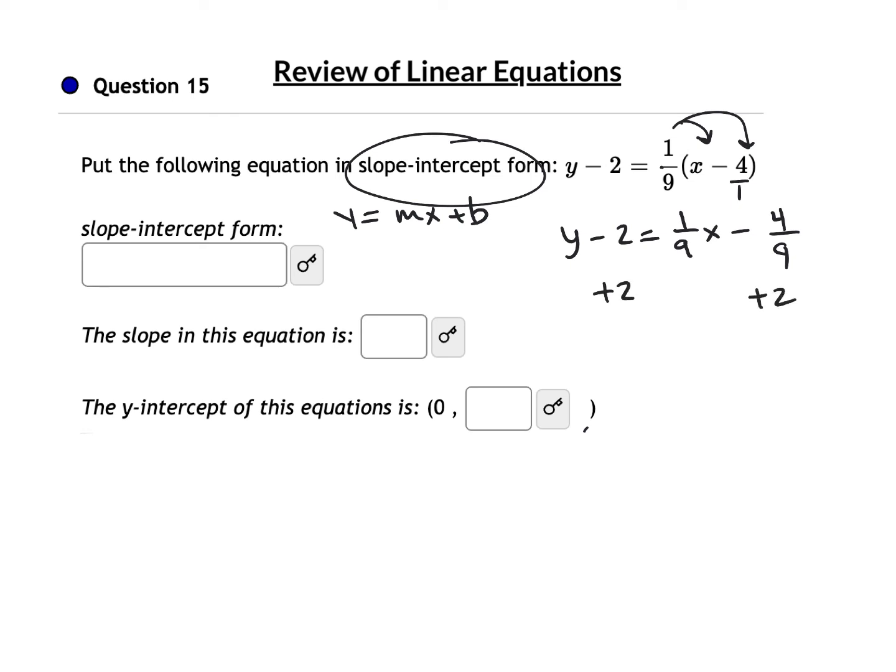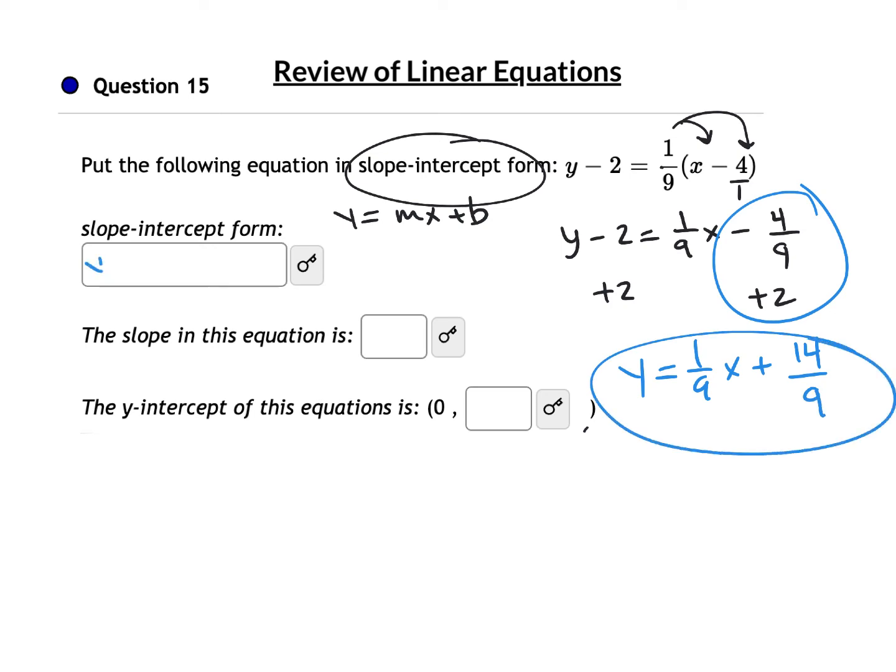And what we're going to do is punch this in the calculator. Negative 4/9 plus 2 is 14/9. We get y equals 1/9 x plus 14/9. The slope is in front of the x. That's 1/9. And the intercept is the b right there. That's 14/9.